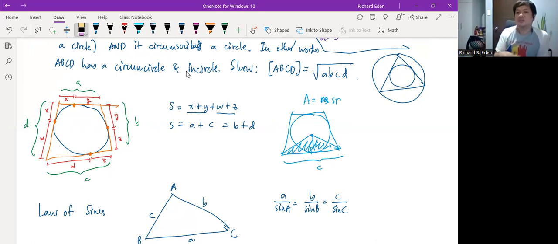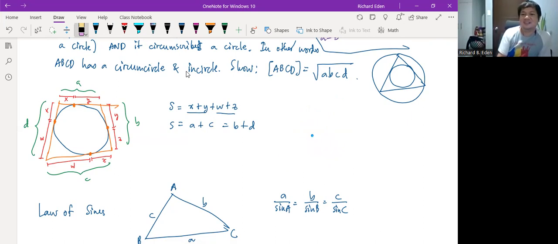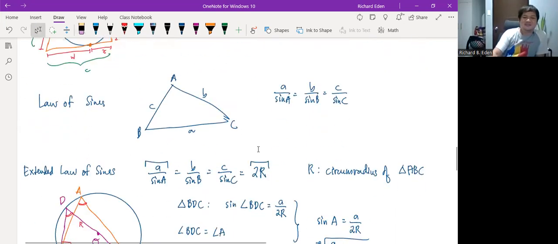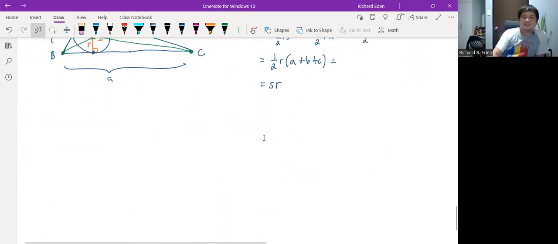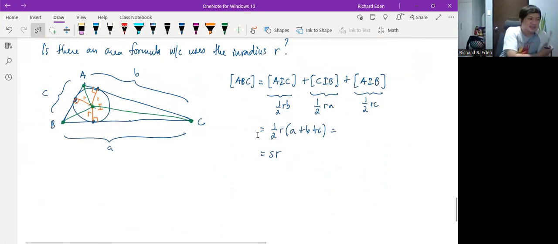Of course, to be able to use this formula, there has to be an in radius in the first place, meaning there has to be an in circle. It'll only be a matter of finding out what the in radius is. Okay. So this is S times R. Tapos ano pa?